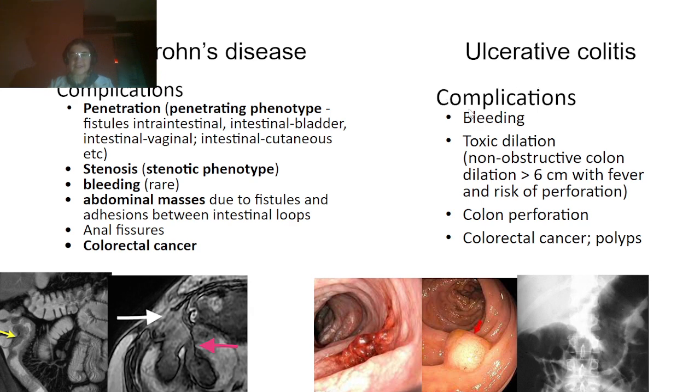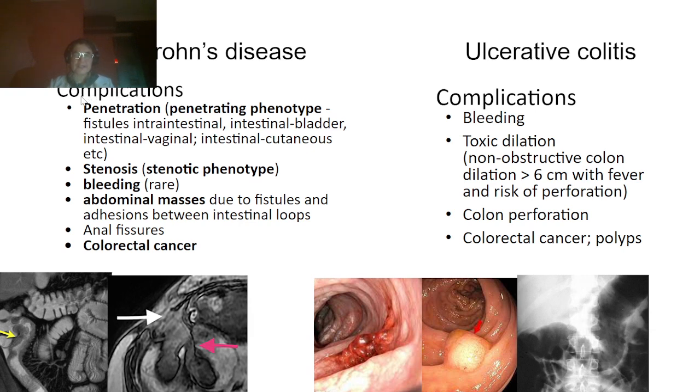Complications of ulcerative colitis include bleeding and toxic dilation, due to accumulation of polymorphonuclear neutrophils in the mucosal and submucosal layer and production of nitric oxide. This leads to non-obstructive colon dilation with fever and very high risk of perforation. Also, besides perforation, complications include colon cancer and polyps as a precancerous condition.